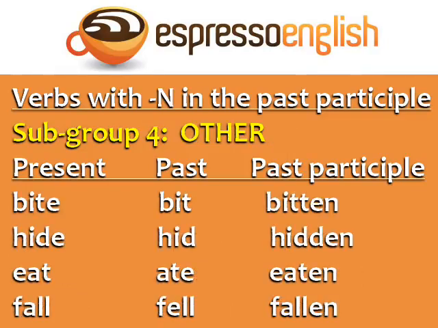Finally, we have subgroup 4, other. These verbs have N in the past participle, but don't appear to follow any other pattern. Bite, bit, bitten. Hide, hid, hidden.